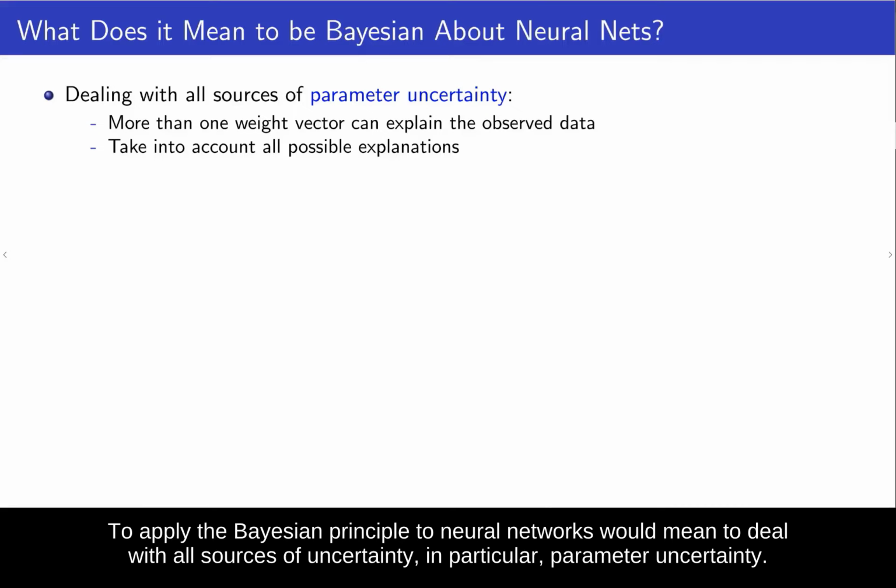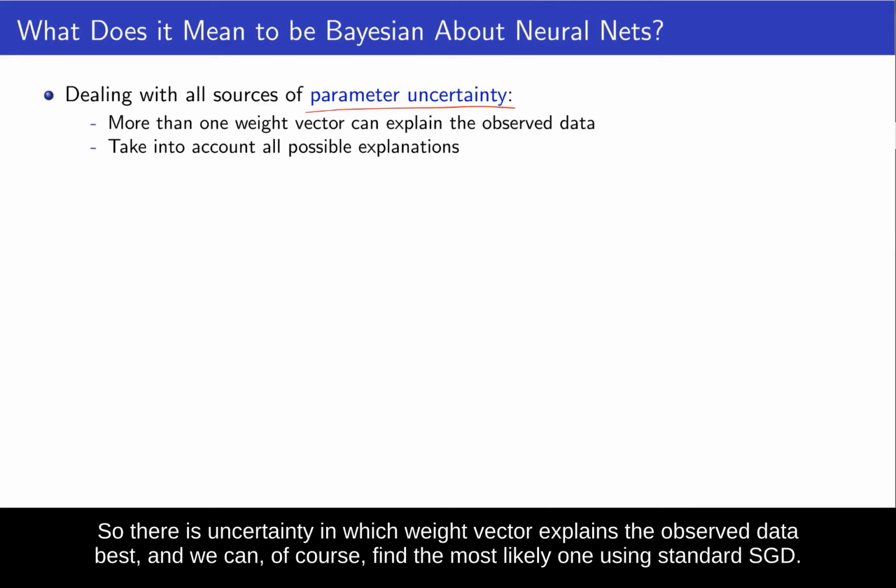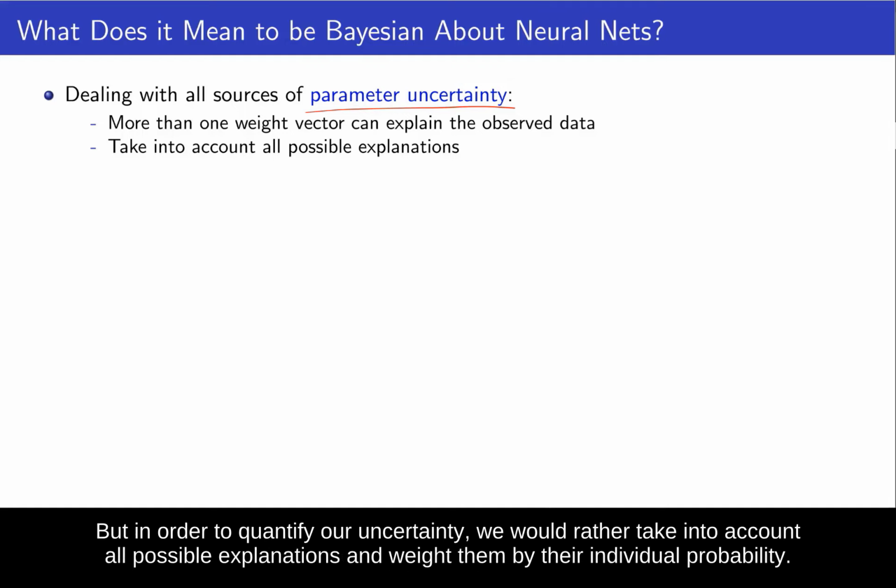To apply the Bayesian principle to neural networks would mean to deal with all sources of uncertainty, in particular parameter uncertainty. So there is uncertainty in which weight vector explains the observed data best. And we can, of course, find the most likely one using standard SGD, but in order to quantify our uncertainty, we would rather take into account all possible explanations and weight them by their individual probability.